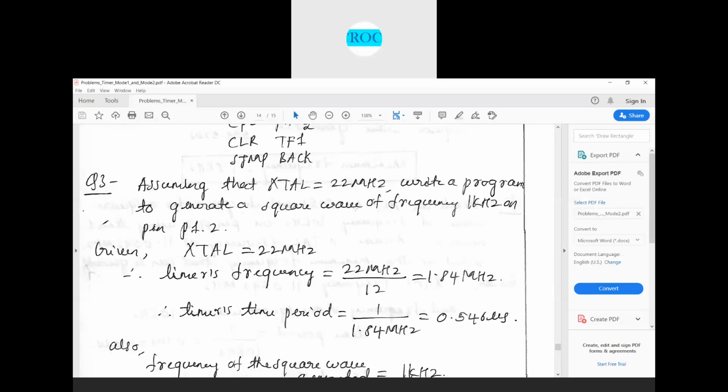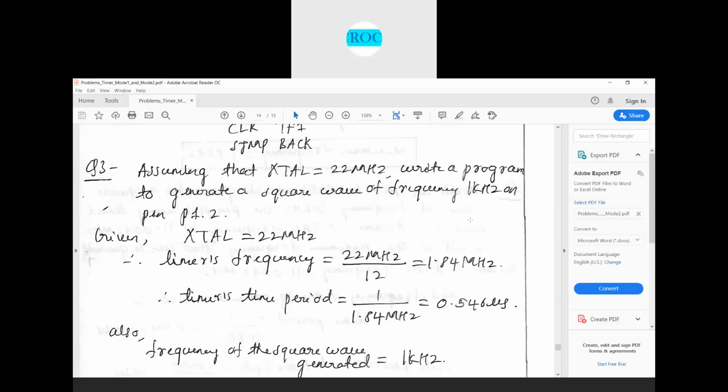Write a program to generate a square wave of frequency 1 kilohertz on pin P1.2. Now, as I said, for the 11.0592 crystal frequency, the minimum frequency we can generate is 1.8 kilohertz. Now, for a 22 megahertz crystal frequency, we need to generate a square wave of 1 kilohertz.